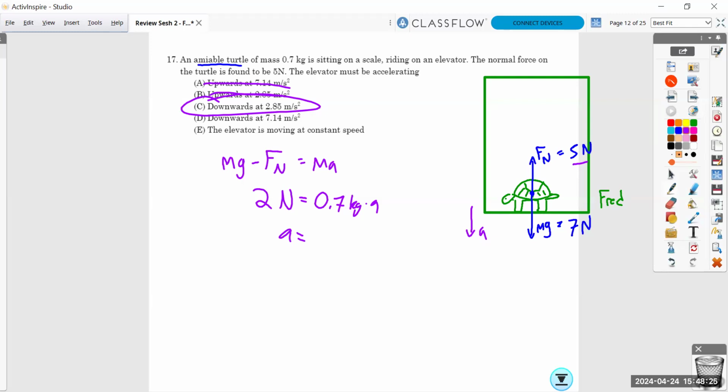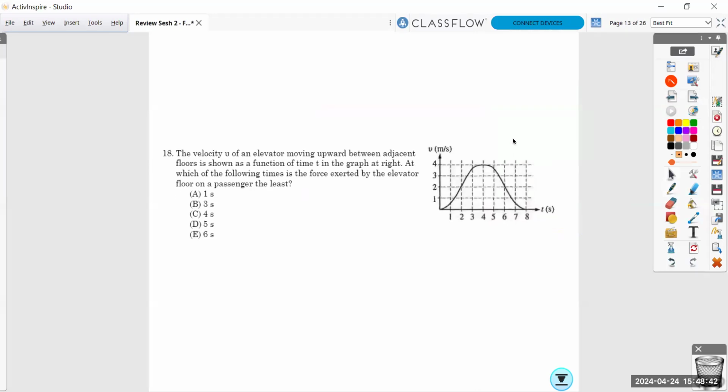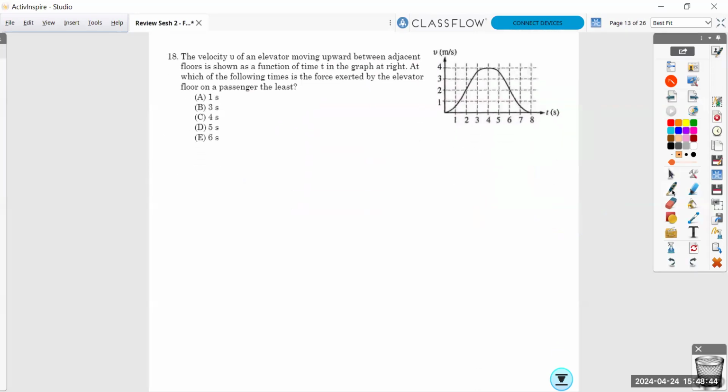Let's actually take a look at that very question, because that is a good one to discuss. All right, we'll think about our turtle friend on the elevator, right? And it is moving upwards in this case.